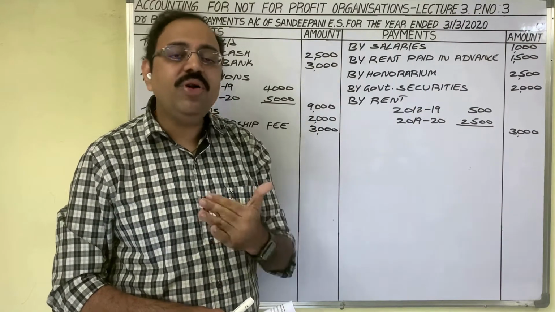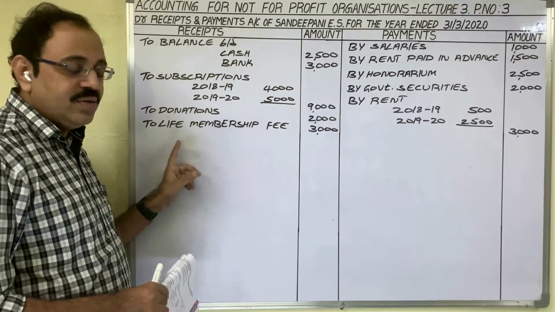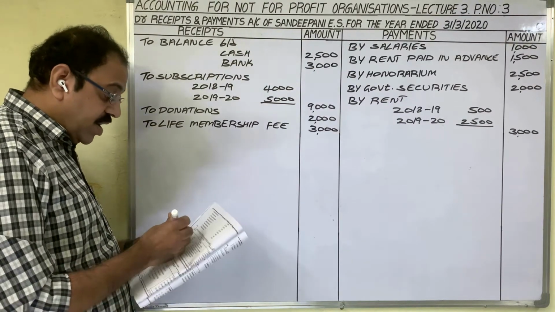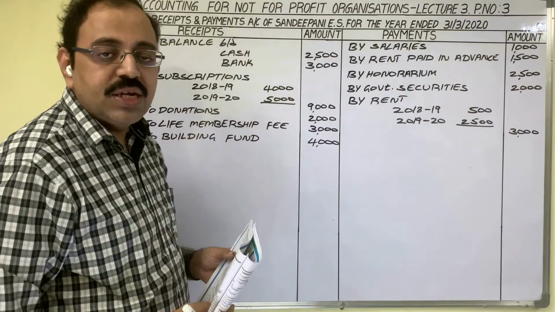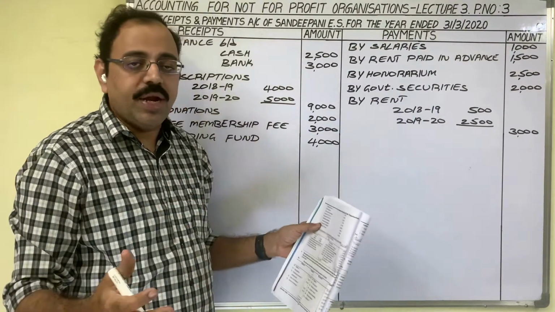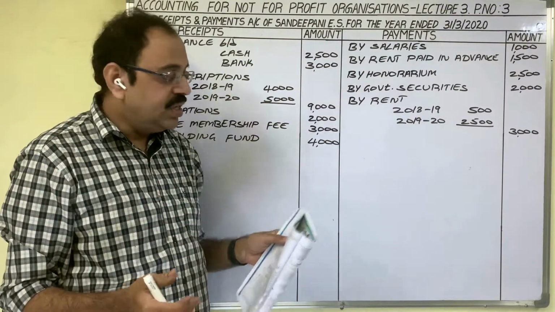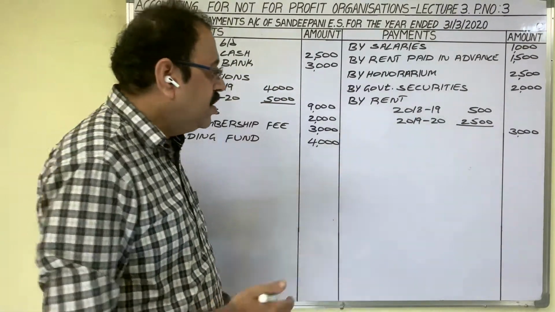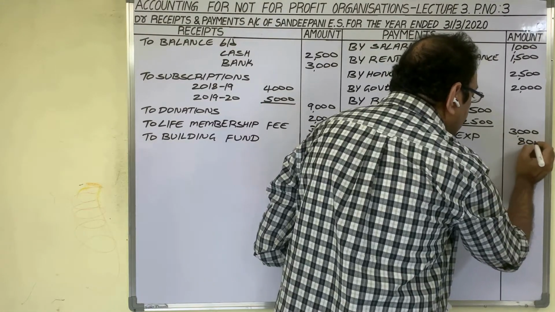So the building fund amount we received. It is a receipt. Therefore, on the debit side we should show that. To building fund 4,000 rupees. Next, tournament expenses. We conducted one tournament match. We incurred some expenses to conduct that match. It is a payment, credit side. By tournament expenses 800 rupees.